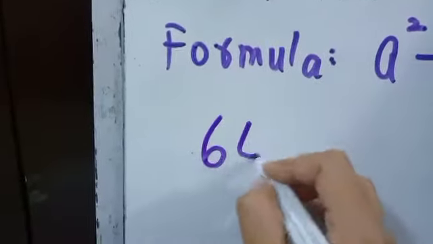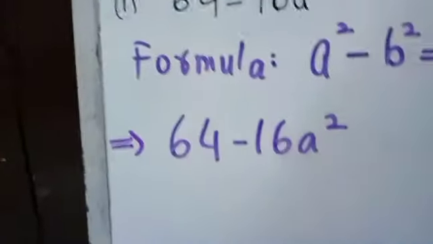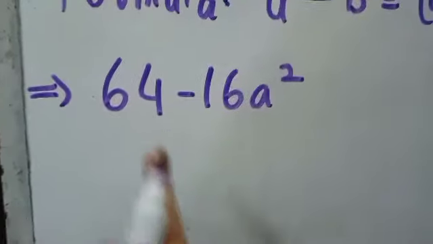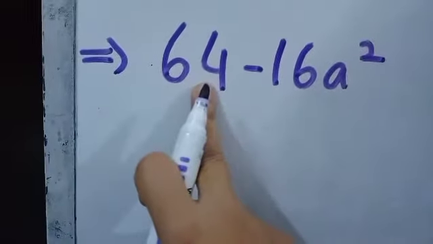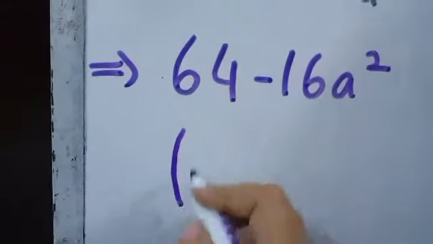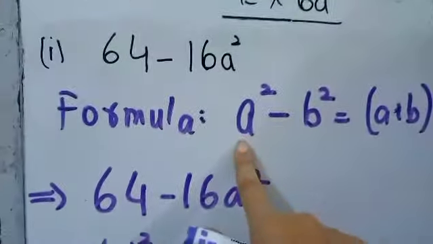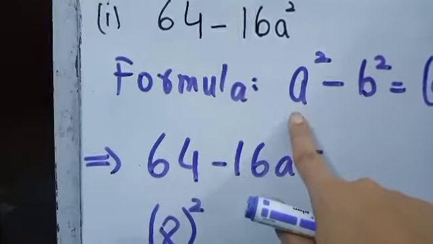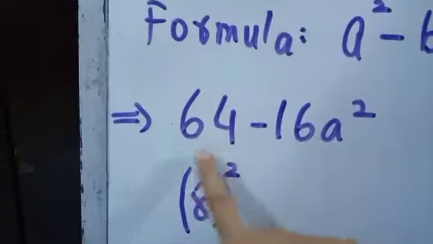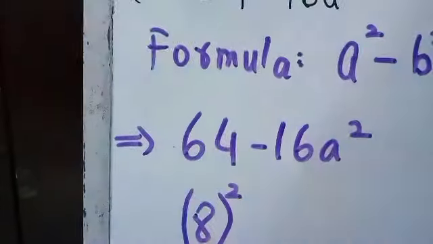I will recopy my original sum, which was 64 minus 16a square. Now I will find which square number this is. It is the square number of 8. I have to bring this into the form of a square, so I will find the square number for this. Then only I can apply this formula.